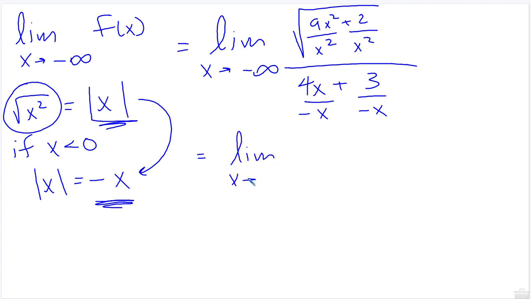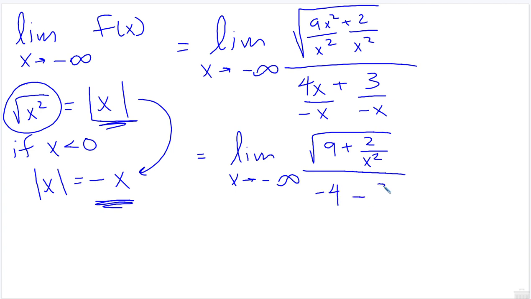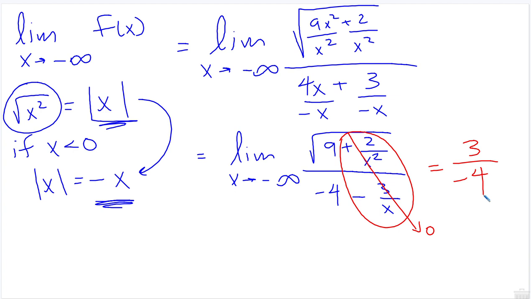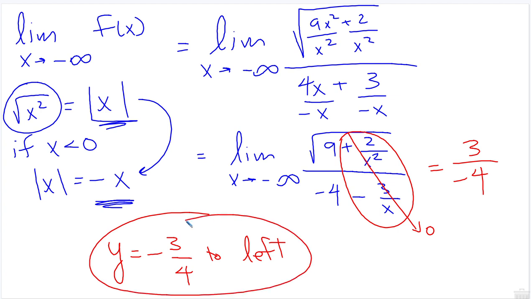We get the limit as x approaches negative infinity of, well, 9x squared over x squared is still just 9. And we still have 2 over x squared. And now in the denominator, we've got a negative 4 minus 3 over x. And as x goes towards negative infinity, both 2 over x squared and negative 3 over x are just approaching zero. So we end up with the square root of 9, which is 3, over negative 4. Or we end up with a horizontal asymptote of y equals negative 3/4 to the left.